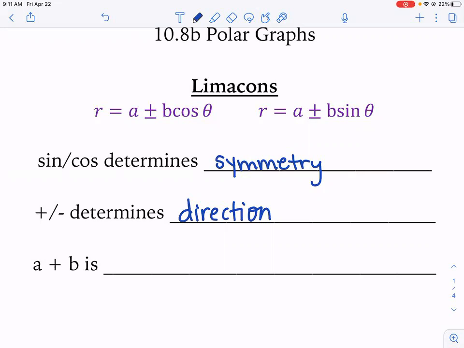Okay, if we have A plus B sine theta, a majority of our limaçon is going to be above the pole, versus A minus B sine theta, a majority is going to be below the pole. Okay. Now, did you ever figure out what A plus B gives us? So A plus B gives us our max R value. Okay, the biggest part of our limaçon from the pole is that A plus B.